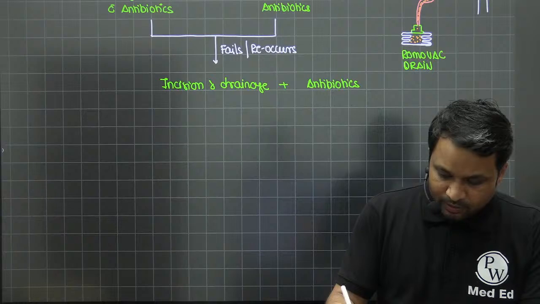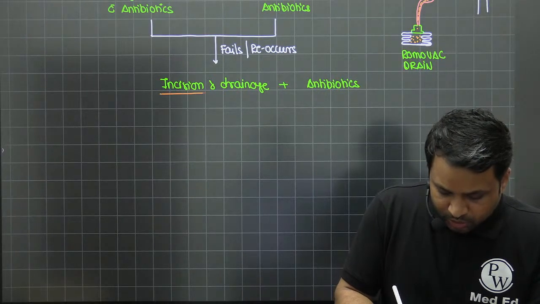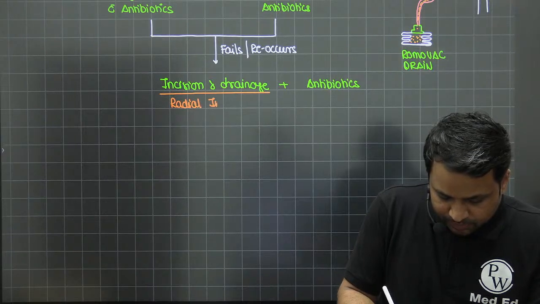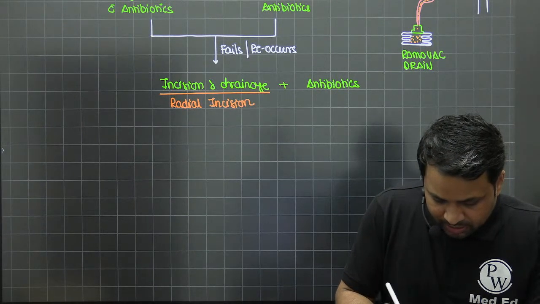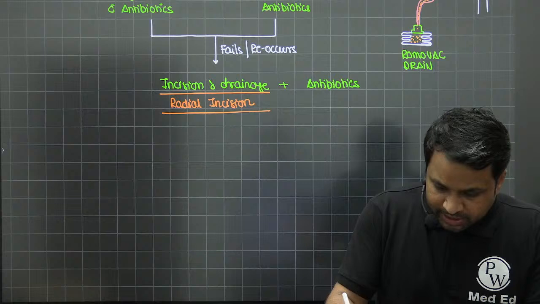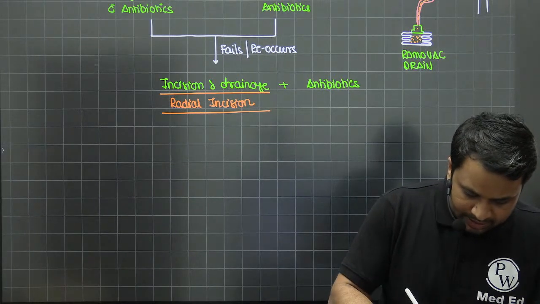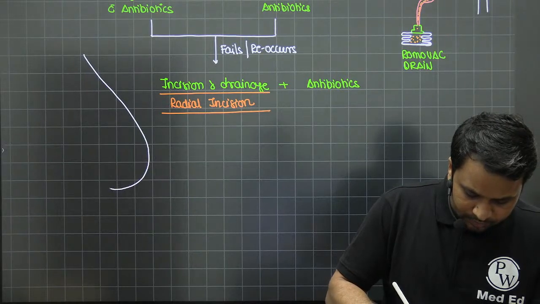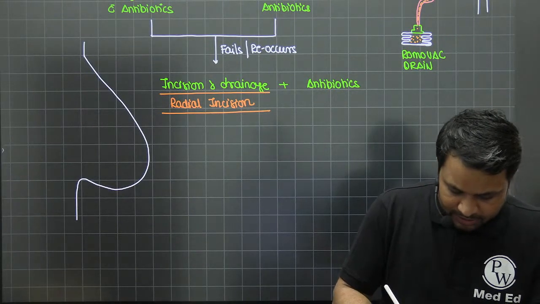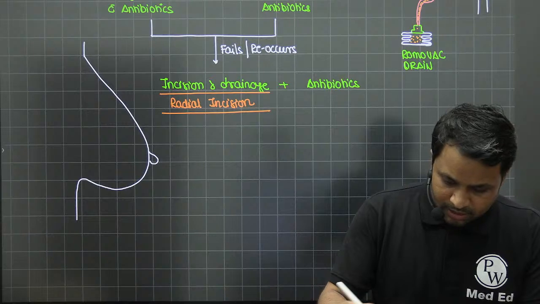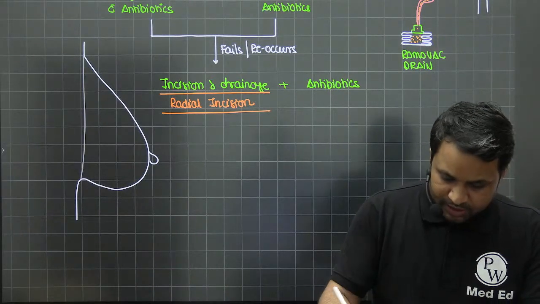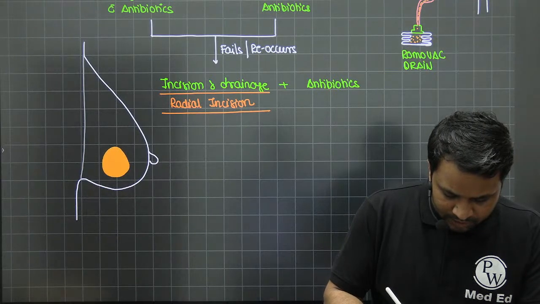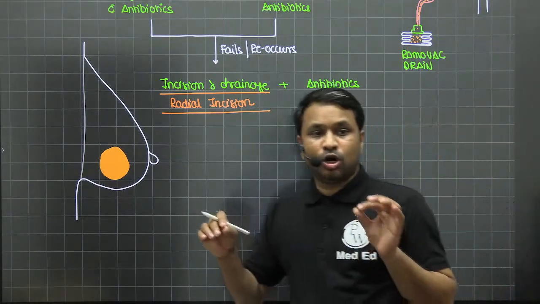Now, what is the incision that we usually put here? Remember, it is going to be a radial incision. What is this radial incision? If you take this as the representation of the breast, this is the nipple areola complex, and let's say this is the pectoralis fascia, just for the demarcation, right? Let's say the abscess in the breast is formed here, right? So how would your incision line be?